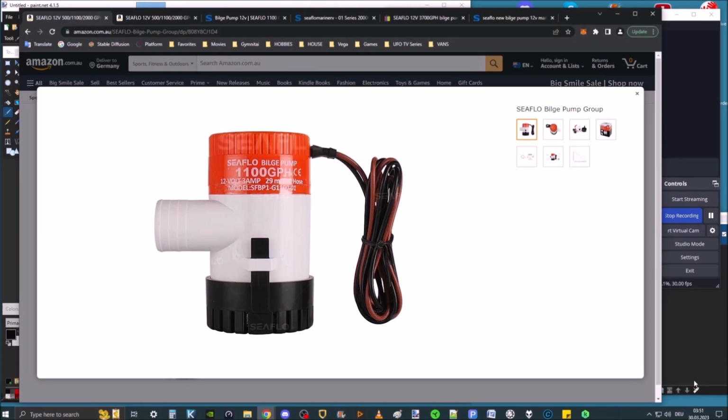A bilge pump does not build pressure, it simply moves water. So a 1,100 GPH gas-powered pressure water pump may be able to lift that water 10 or 12 feet before it loses its effectiveness, while the same bilge pump under the same hose dimensions can only move that water maybe 4 meters instead of 10 or 12 meters. No pressure. So you've got to remember that when you're dealing with this.